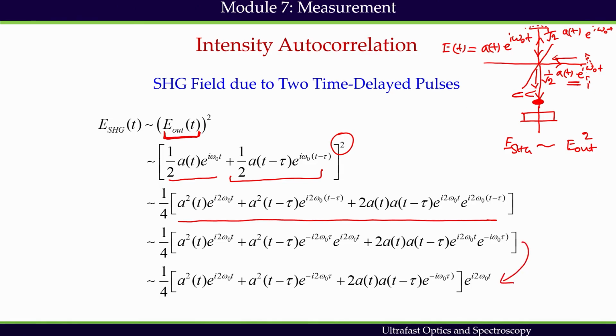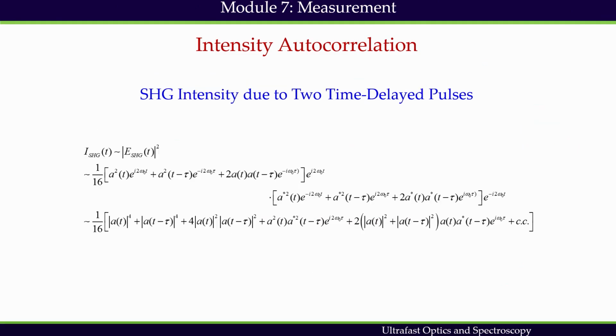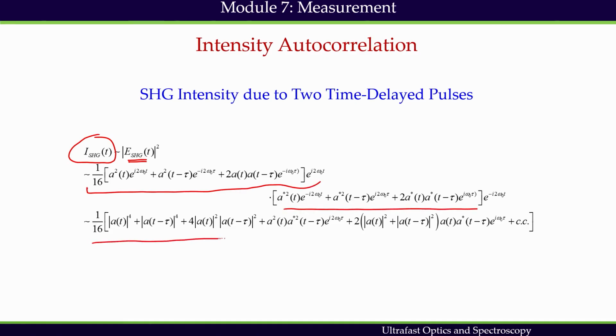and finally we have the SHG field. Then we can get the intensity of the SHG, which is the square modulus of the SHG field, and the SHG field expression we have got in the previous slide. So we have to take the square modulus of that, which is nothing but this multiplied by its complex conjugate, which is this one, and we get an expression for the intensity of the SHG field.